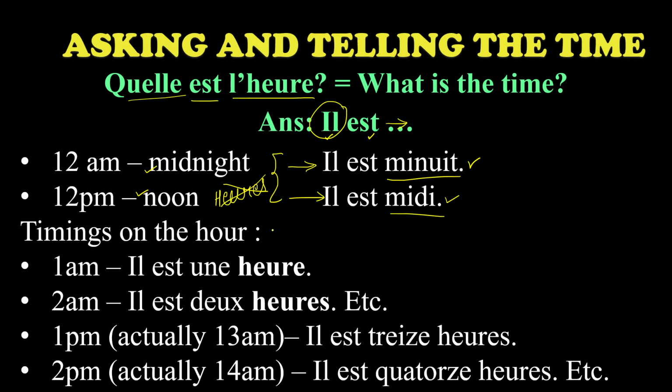For all the other timings of the day, that heure is compulsory. Now the next thing that you need to do is timings on the hour. Now when I say timings on the hour, it is anything 0, 0. So 1 o'clock, 2 o'clock, 10 o'clock, 14 o'clock, and so on. When I say 14 o'clock, I mean 2 p.m. in the afternoon, with the 24-hour clock. So any timing when it is 00 minutes, that is called timings on the hour.